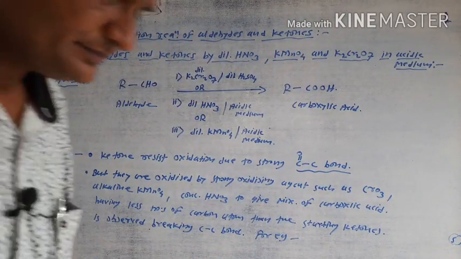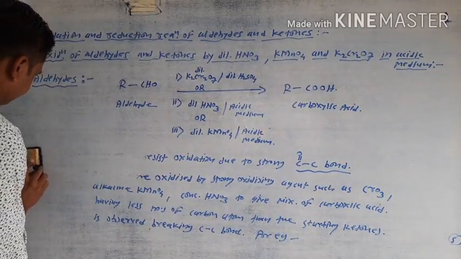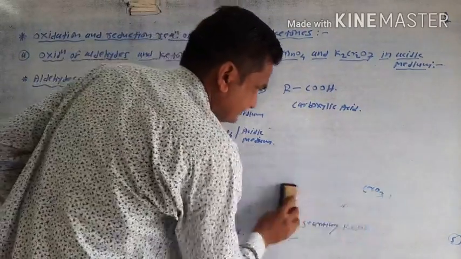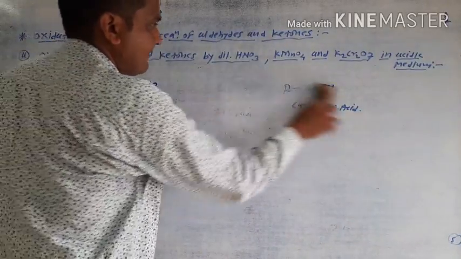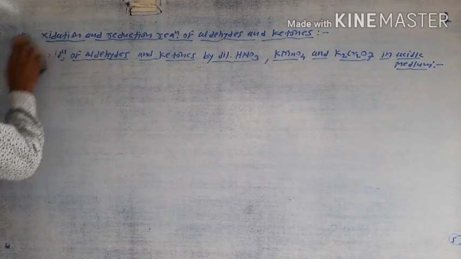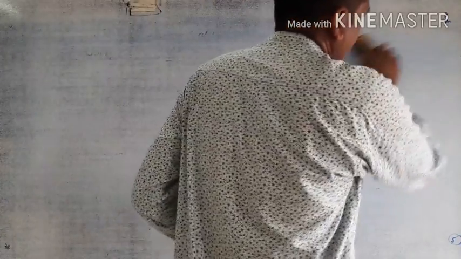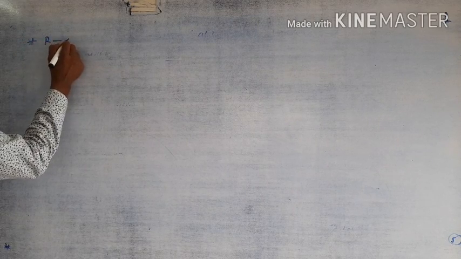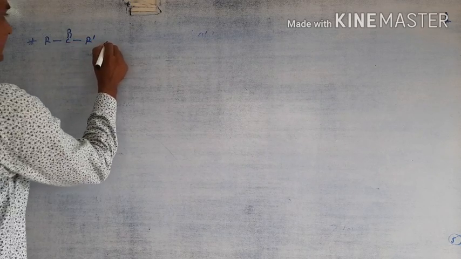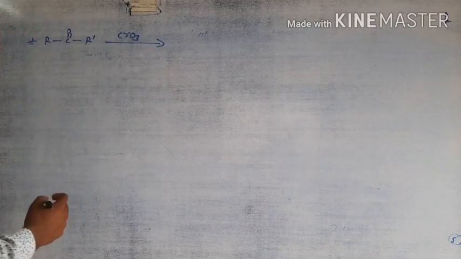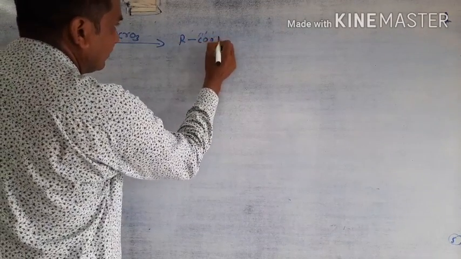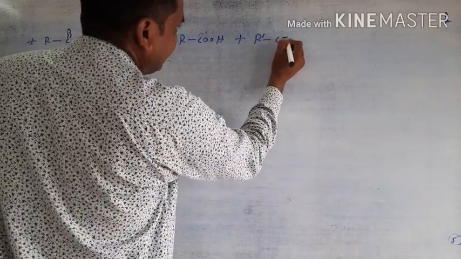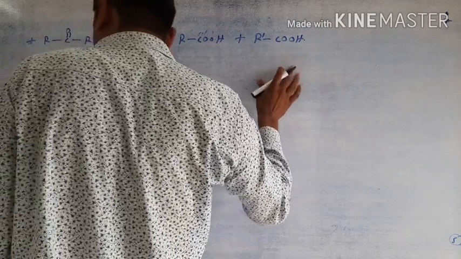For example, suppose R-C=O-R' reacts with CrO3, a strong oxidizing agent, then it gives RCOOH plus R'COOH. This is the mixture of carboxylic acids.